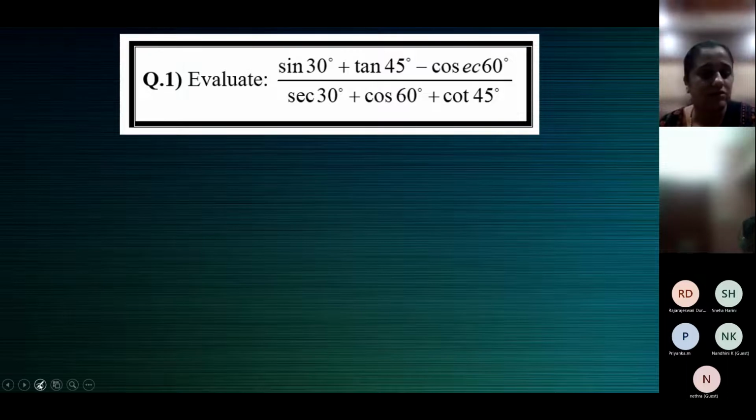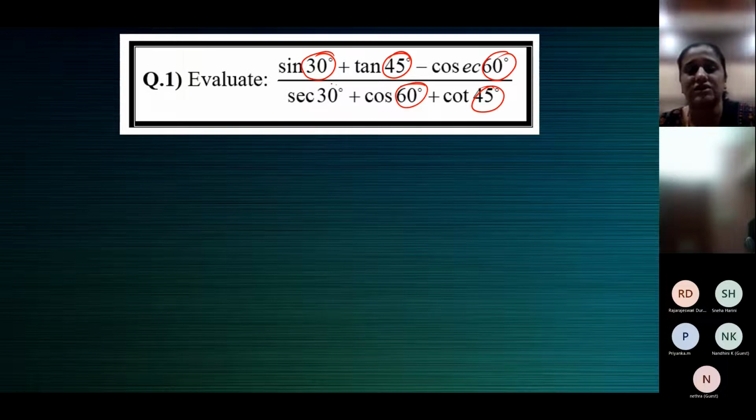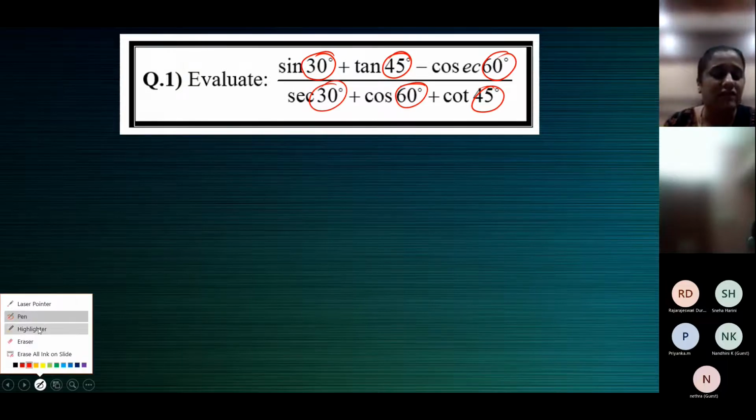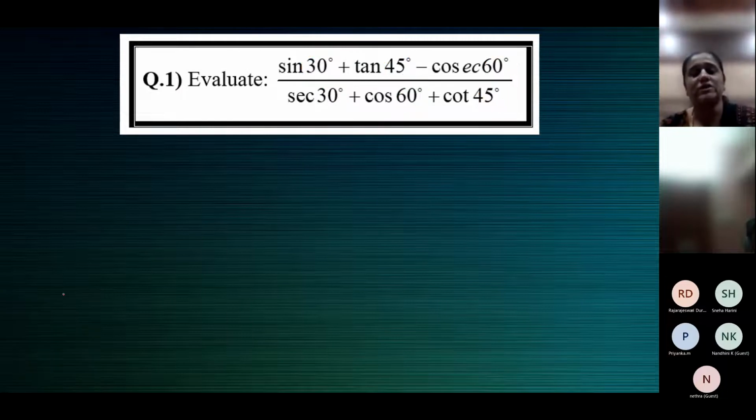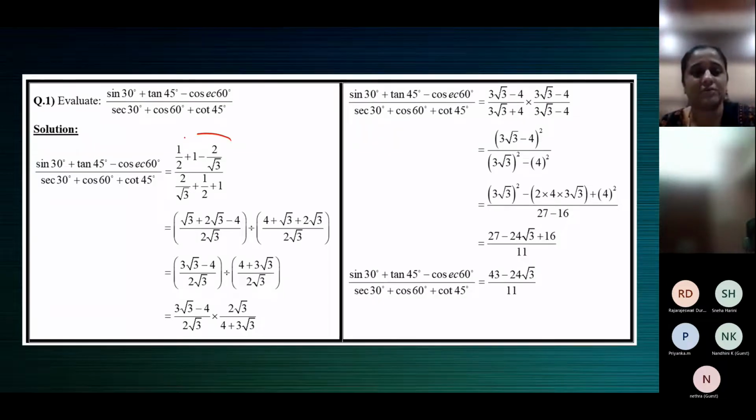So in this one, you can see that the question is evaluate. That is, find the value of this expression. What is the important thing that you have to observe? Look at the angles. The angles are all standard angles: 30 degrees, 45 degrees, 60, 45, 60, 30, all standard angles. That means you can get the values from the table. You have a table of trigonometric ratios of standard angles. So from that table, you can get the values of these trigonometric ratios.